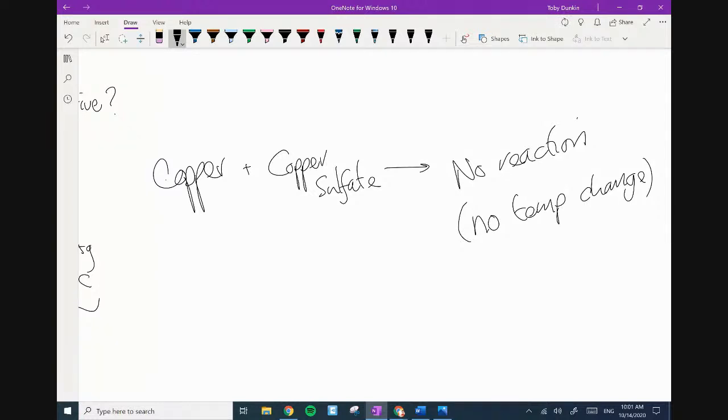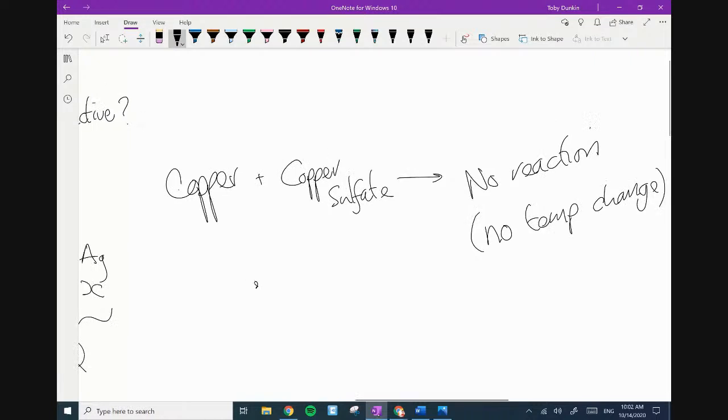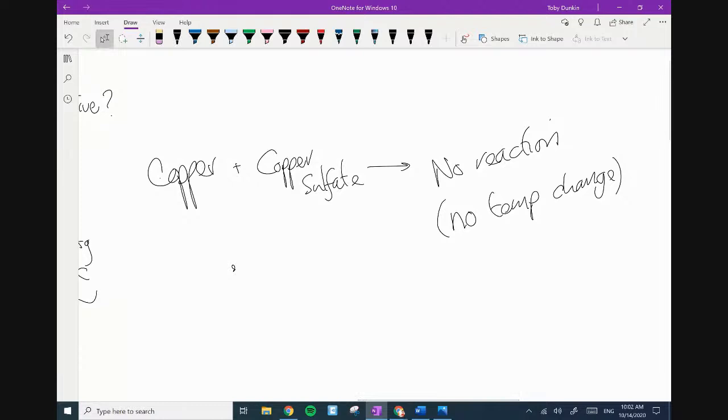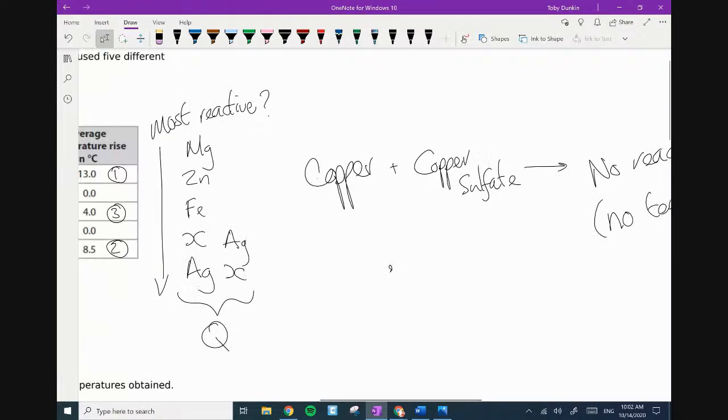You wouldn't see any temperature change. It just wouldn't move. There'd be no movement. You need to have somebody more reactive for the reaction to happen. So because they're the same, the notes for this would be copper, same reactivity, copper and copper. The metals in both the salt and the metal have the same reactivity, so no reaction would take place. It's the same metal, so no displacement. No reaction, no temp change.